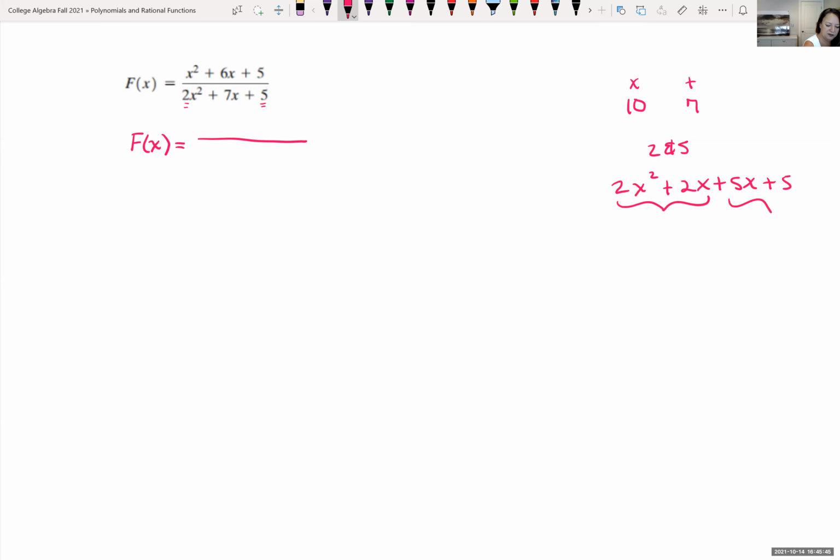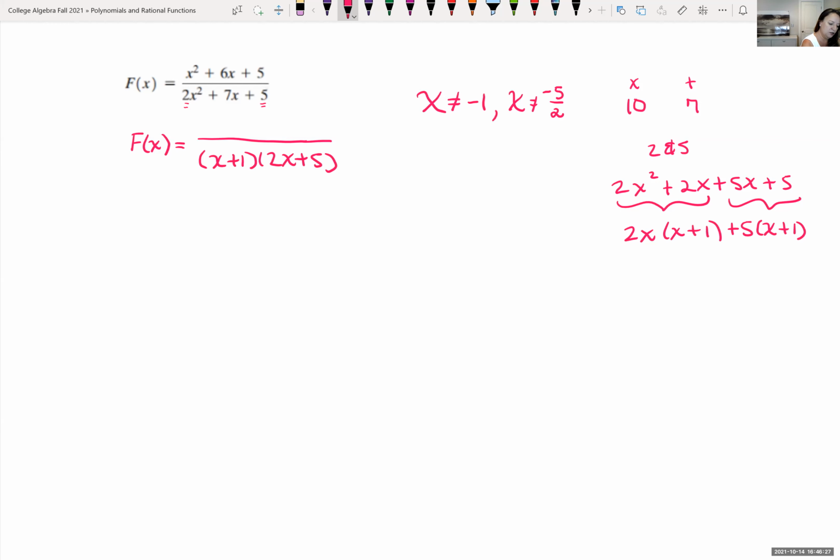I'm going to factor by grouping and just do this really quickly. Pulling out a 2x from the first two terms, I'm left with x plus 1. And pulling out a 5 from the last 2 terms, I'm left with x plus 1. So I notice my denominator factors as x plus 1 times 2x plus 5. So I know that x cannot be negative 1, and 2x plus 5 can't equal 0. So if I subtract 5 and divide by 2, x cannot be negative 5 halves.